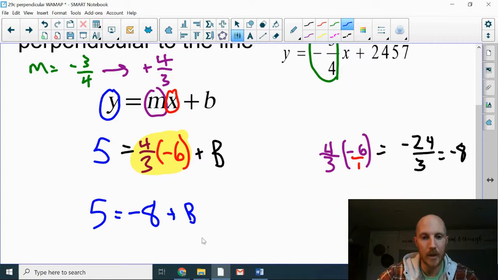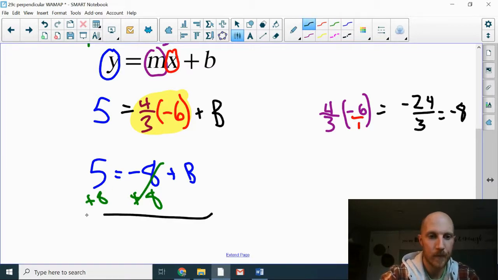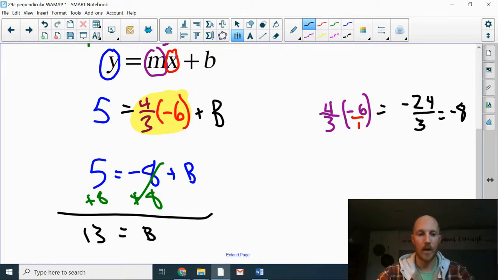And now to get the b all by itself, I need to do the opposite operation. So I'm going to add 8 to cancel that 8. 5 plus 8 is 13. 13 equals b. Okay, I'm not finished, but I have all the information I need now. So I used that algebra trick to find the y-intercept b.